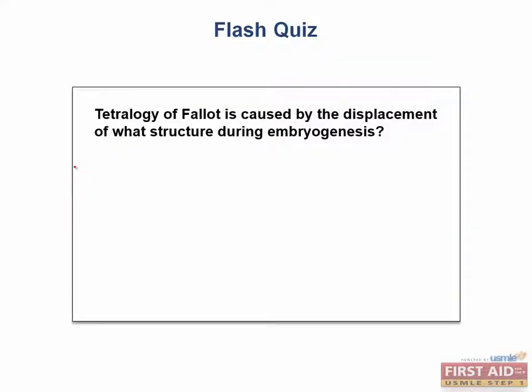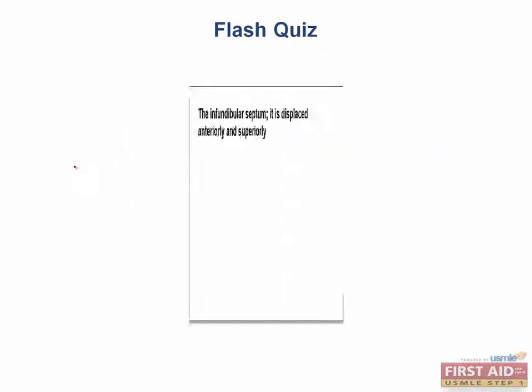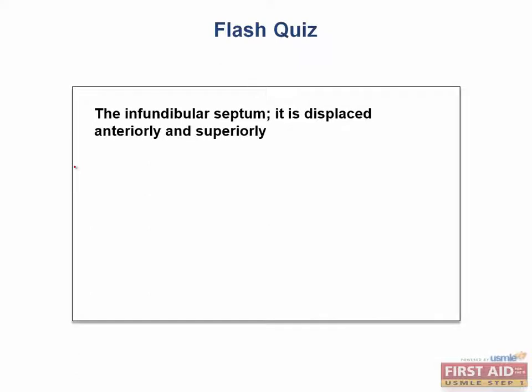Tetralogy of Fallot is caused by the displacement of what structure during embryogenesis? The infundibular septum. Remember, the infundibular septum is displaced anteriorly and superiorly, causing the very stenotic opening to the right ventricular outflow tract. That stenotic opening, in conjunction with the VSD, leads to the other physical exam findings of cyanosis, right ventricular hypertrophy, and the boot-shaped heart that's classically seen on X-ray. Now let's keep on pushing.